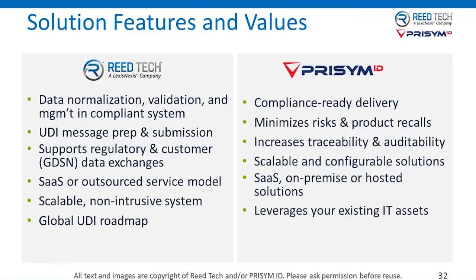Very good. I think what we'll do now is take a quick look at some of the features and values that are provided by the various systems. To quickly summarize the left-hand side, we talked about the capability to do data normalization and validation and management, all in a compliance system with audit trails and so on, and then being able to communicate that data, package it, and send it off to the agency as well as to customers.